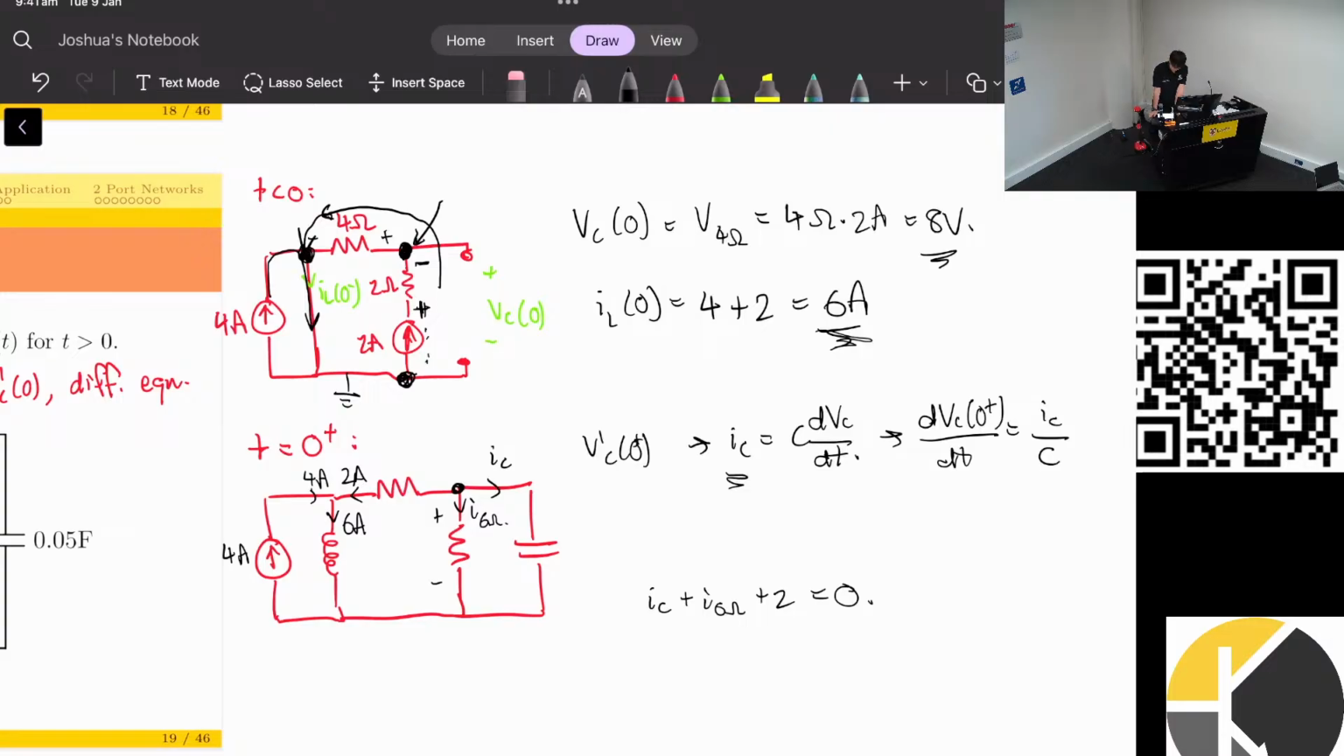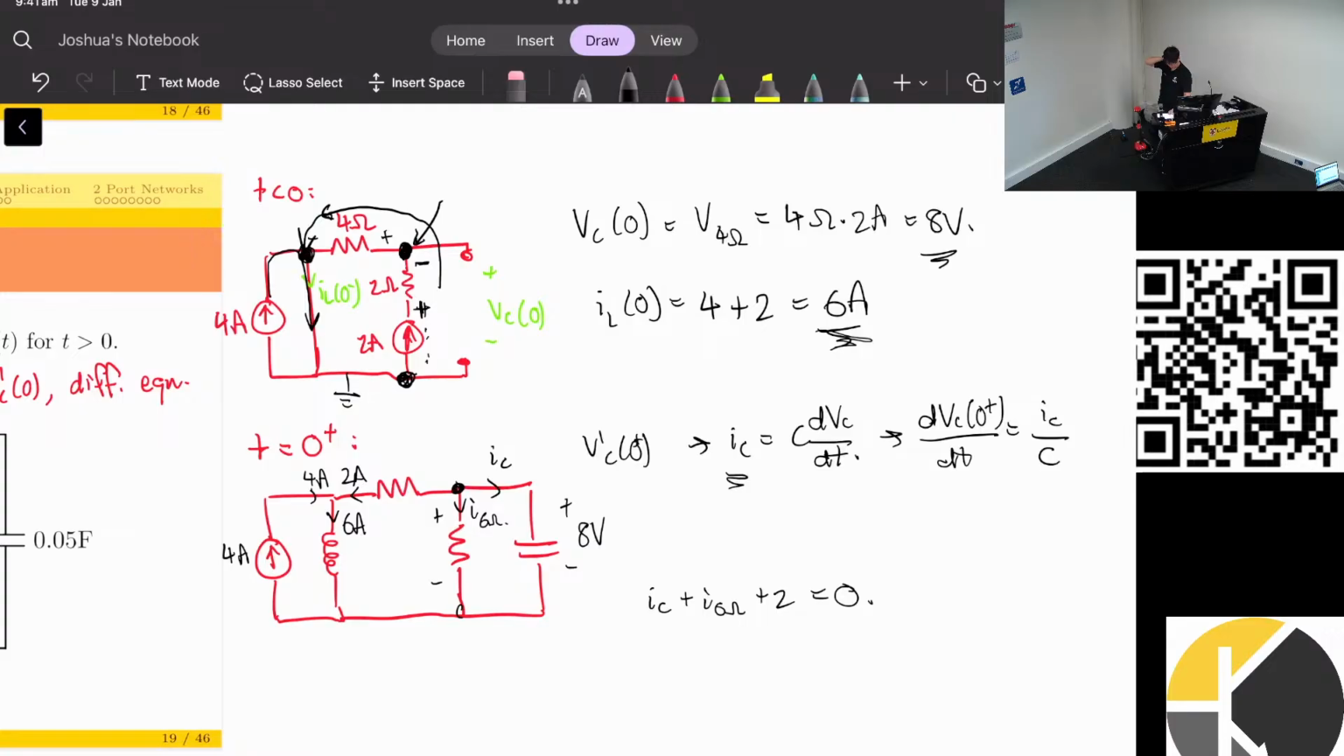Looking at our initial conditions. So we know a voltage for t less than 0, which is 8 volts, right? And that 8 volts is telling us this voltage. So we know at t less than 0, there's going to be 8 volts across that capacitor.